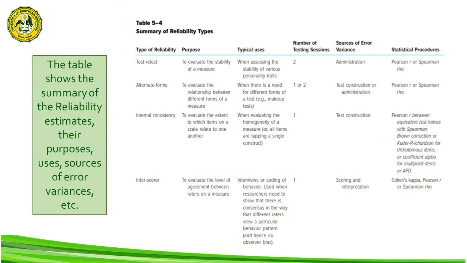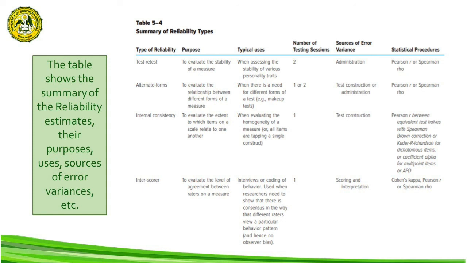So, dapat may agreement between the raters on a specific instrument, on a specific measure na ginatest. So, yung use niya or uses niya is for interviews or coding of behavior. So, used when researchers need to show that there is a consensus in the way that different raters view a particular behavior pattern and hence no observer bias. So, yun yung use ng inter-scorer reliability.